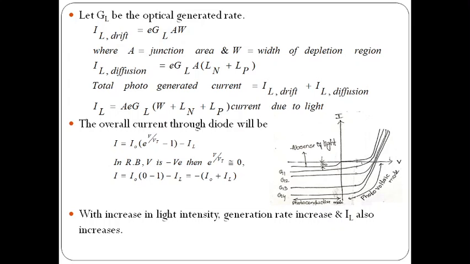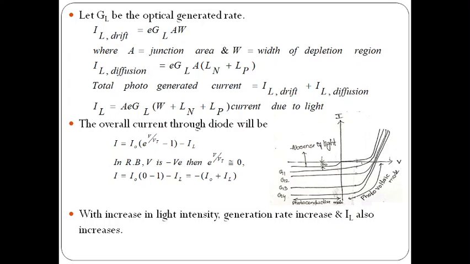Current due to the light. So now we are operating the photodiode in the reverse bias. So we know that V is negative, so the applied voltage V is a negative value. So we can write e^(V/Vt) is almost equal to 0. So we can write I equals I naught (e^(V/Vt) minus 1) minus IL. So we can write I equals minus of (I naught plus IL).